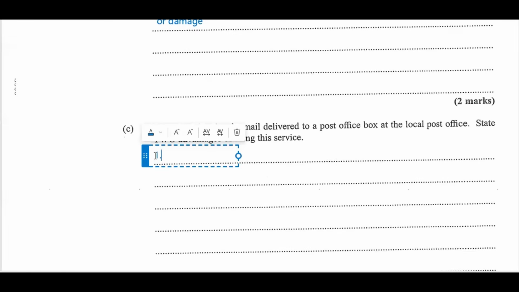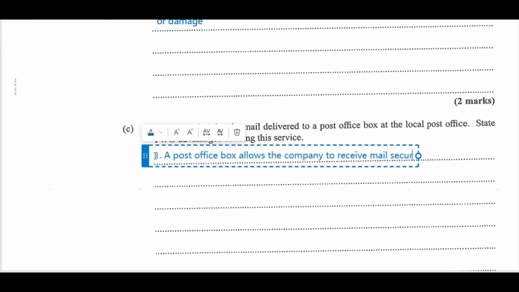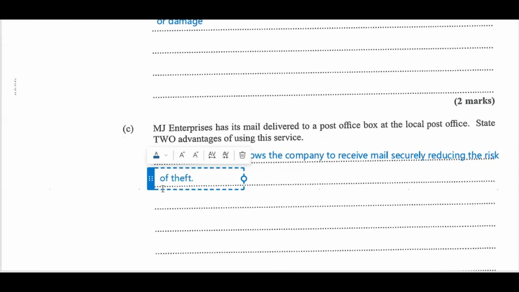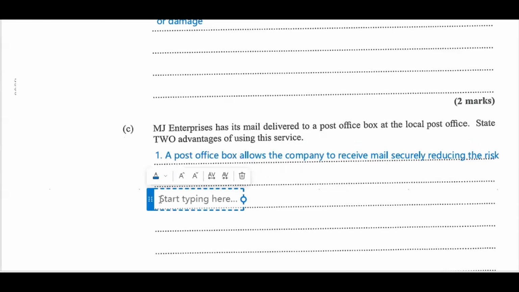Right, so the first advantage is a post office box allows the company to receive mail securely, reducing the risk of thefts. Because it's coming directly to the box.